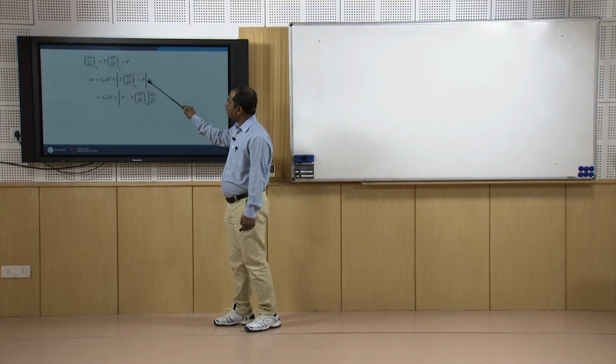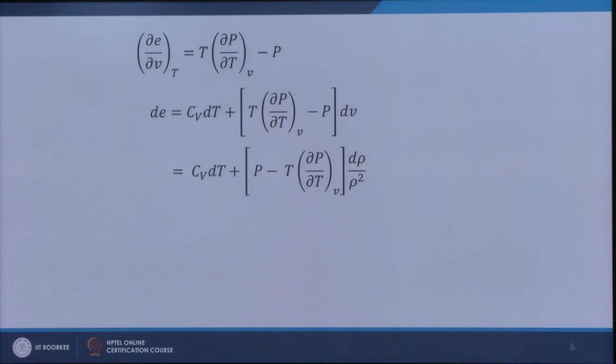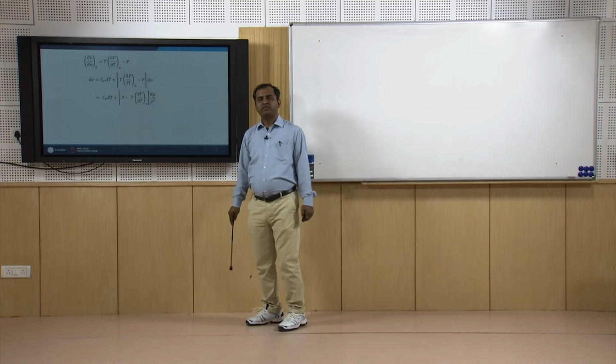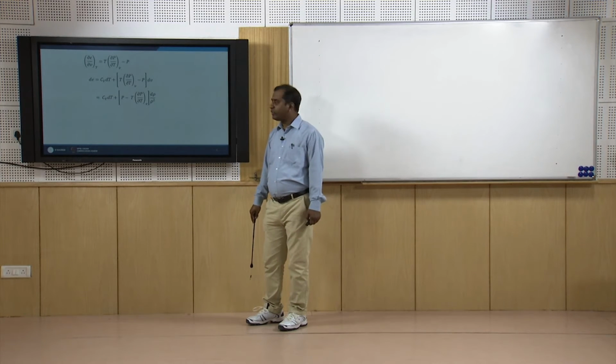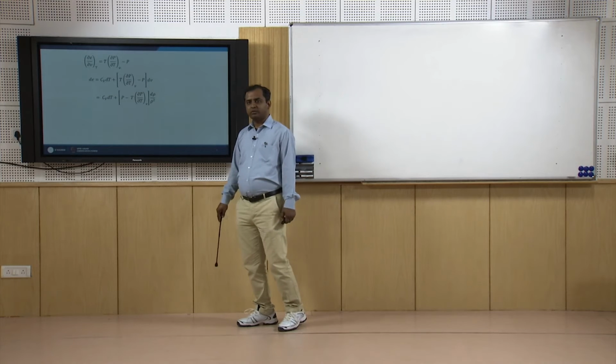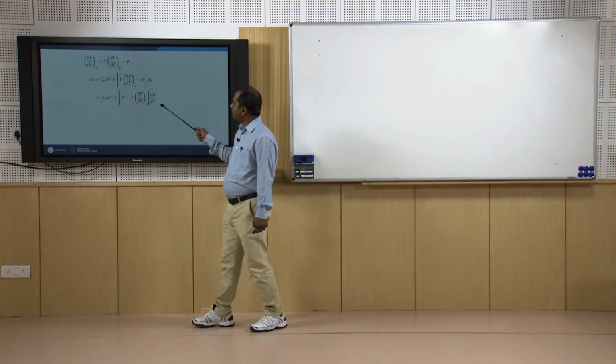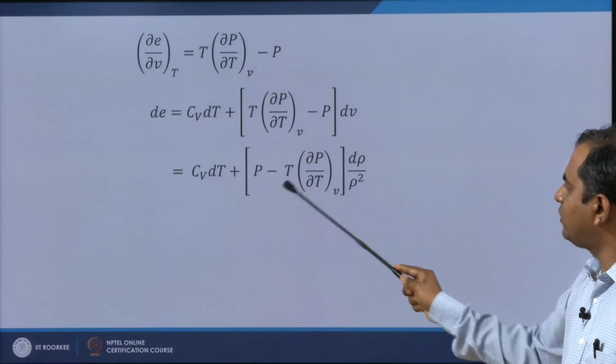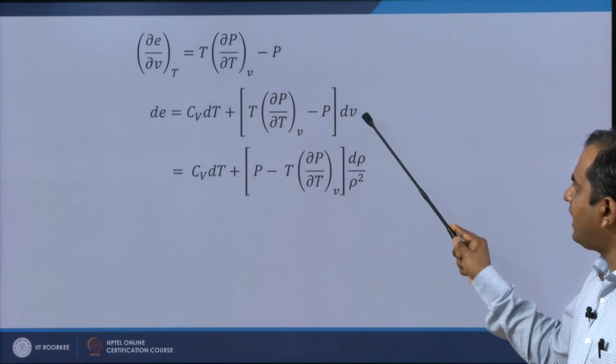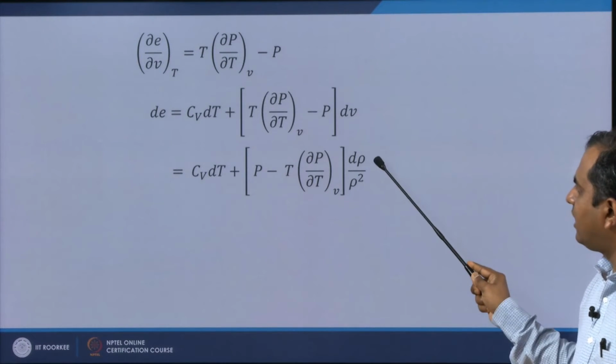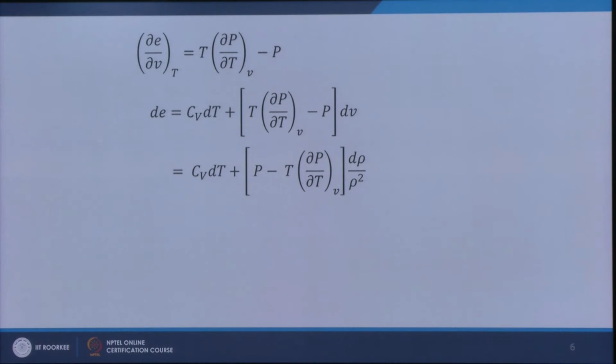What I am doing over here is that we have dV, and we are writing that dV is equal to minus 1 by rho square into d rho, because V is equal to 1 by rho. Specific volume is equal to 1 by density. So this has changed sign inside this third bracket, and we have written it in terms of d rho by rho square.